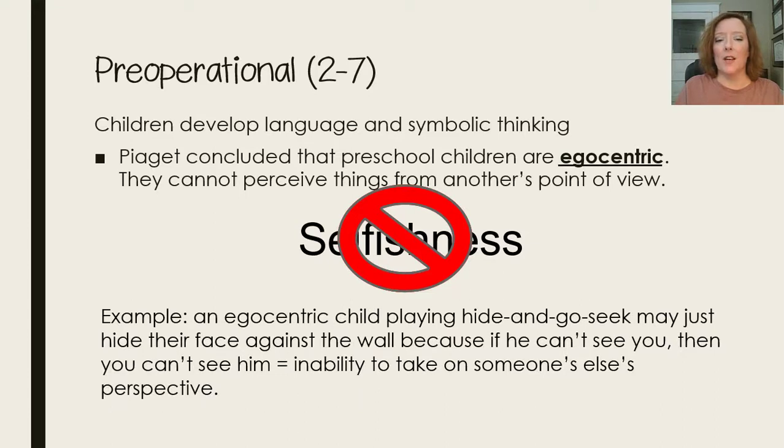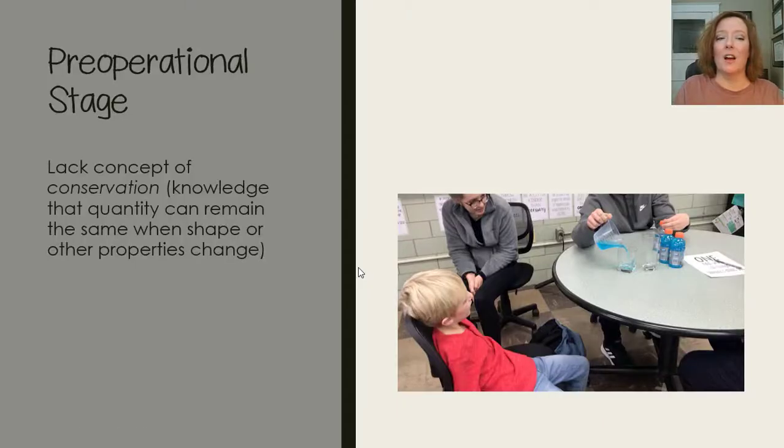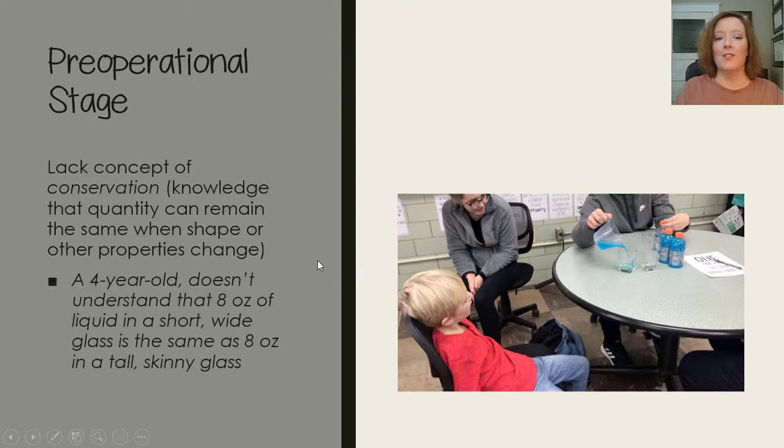It simply means that, for example, an egocentric child playing hide and go seek may just hide their face against the wall because if he can't see you, then you can't see him. It's basically the inability to take on someone else's perspective. Also, during this stage, children lack the concept of conservation, and conservation is the knowledge that the quantity can remain the same even if the shape or other properties change. So they don't quite have these concepts down regarding matter and quantity. So, for example, a 4-year-old doesn't understand that 8 ounces of liquid in a short, wide glass is the same as 8 ounces in a tall, skinny glass, even if they watch the person pour the liquid in.